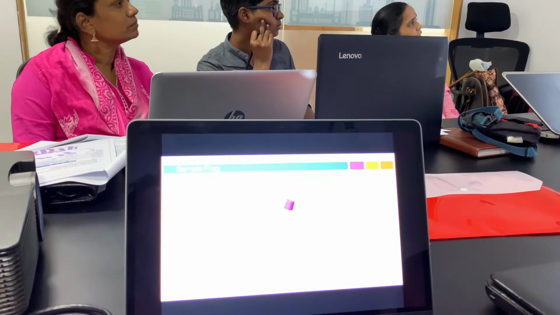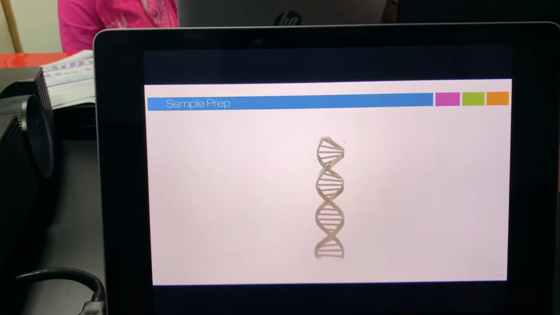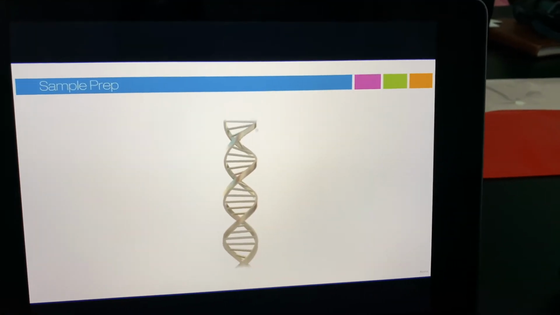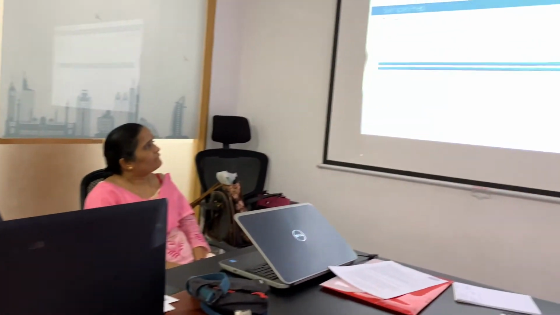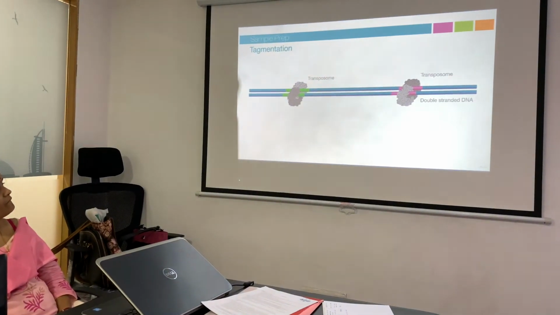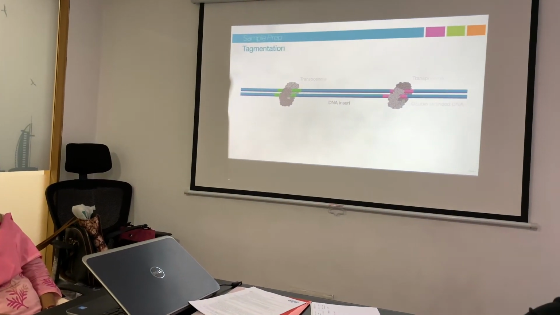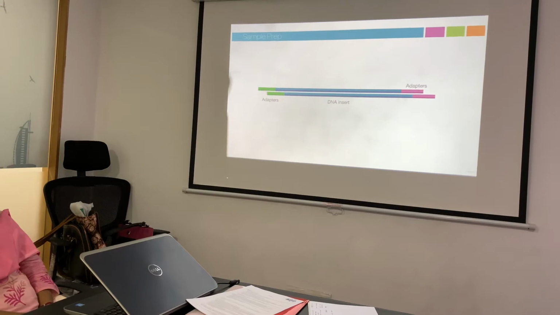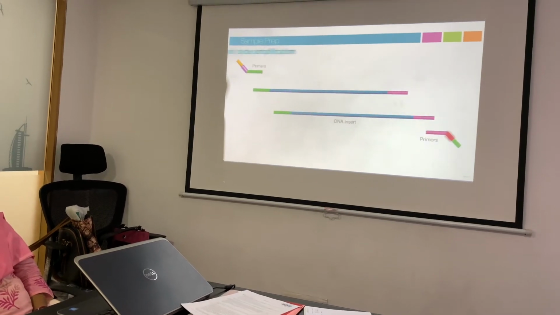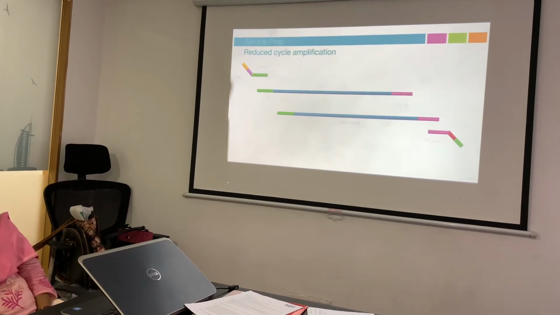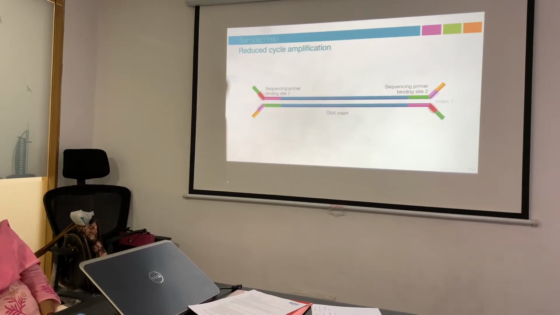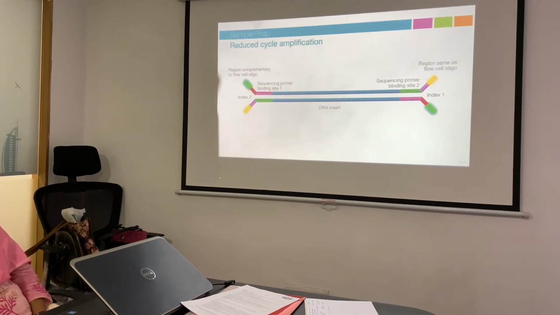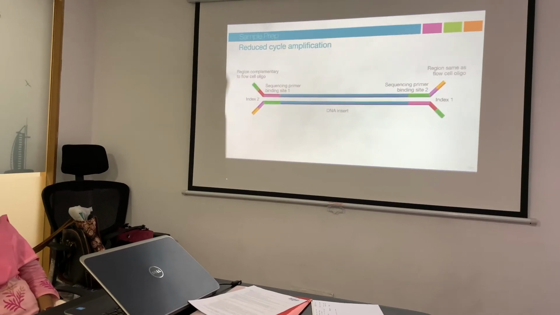Sample preparation begins with extracted and purified DNA. The first step in Nextera sample preparation is tagmentation. During tagmentation, transposons simultaneously fragment and tag the input DNA with adapters. Once the adapters have been ligated, reduced cycle amplification adds additional motifs, such as the sequencing primer binding sites, indices, and regions that are complementary to the flow cell oligos.